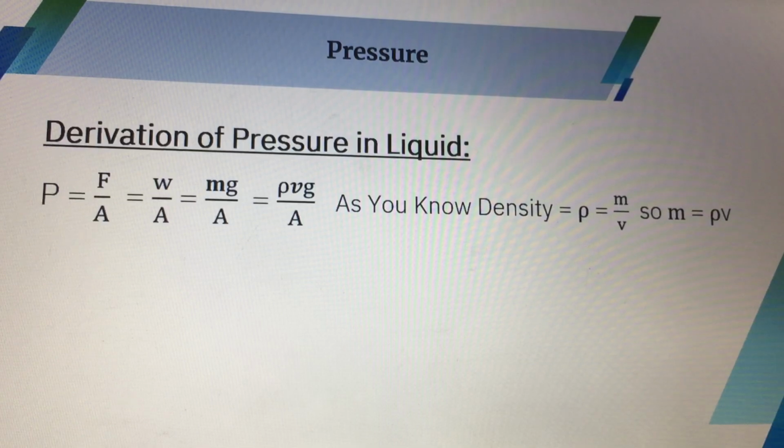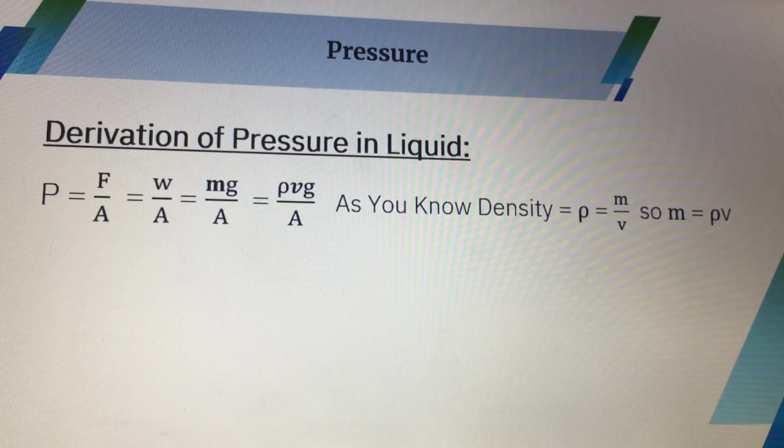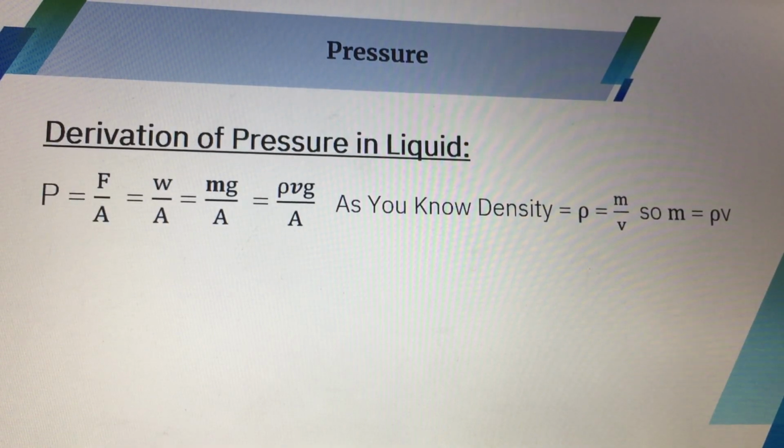As you know, density. What is the formula of density? Density is symbolically defined by rho. This P-like symbol is called rho. So rho is equal to mass upon volume. This is a very famous formula. Rho equal to mass upon volume.